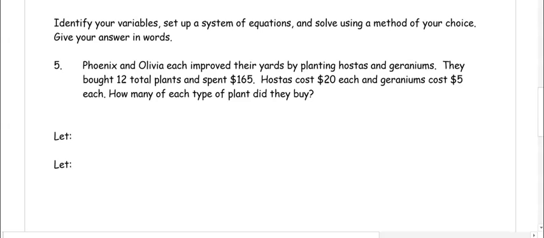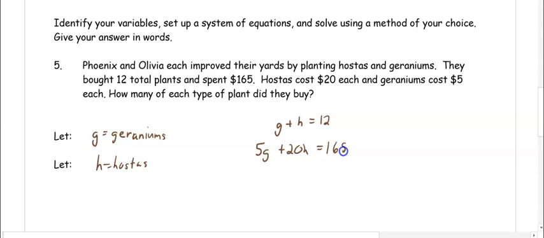So for our variables here, we have geraniums, which are G, and hostas, which are H. We know that they bought a total of 12 plants. So we have G plus H equals 12. And we know that they spent $165, so we're going to include our money. So we have 5G plus 20H equals 165.